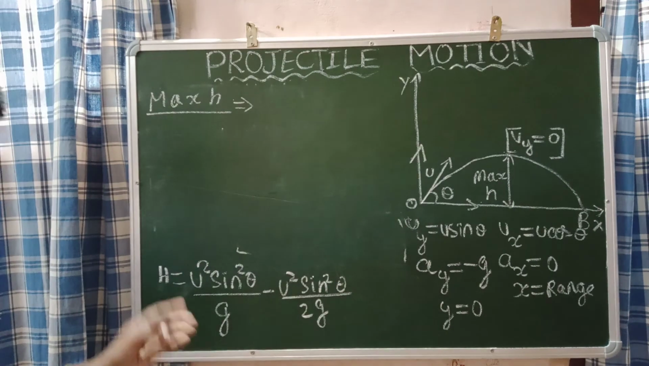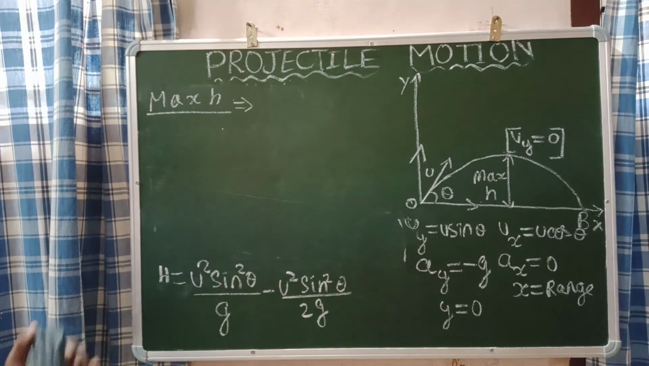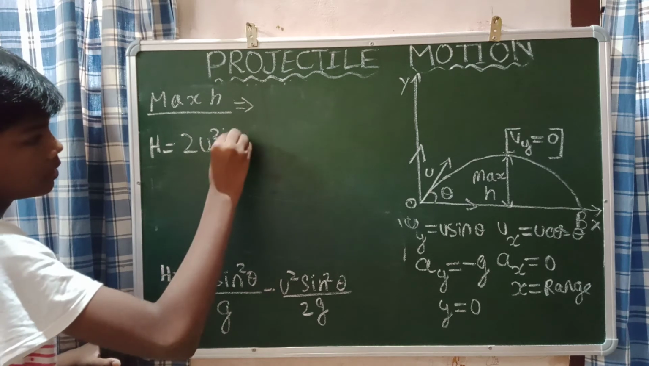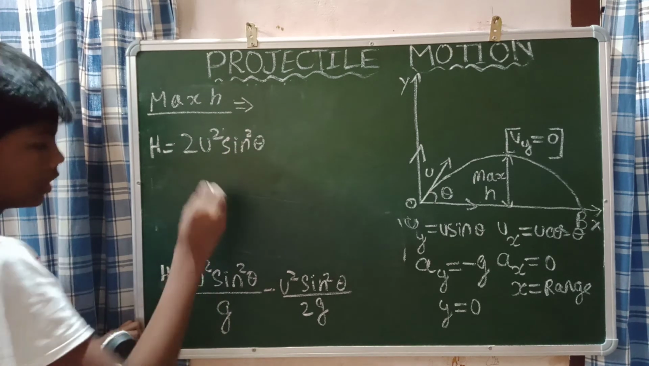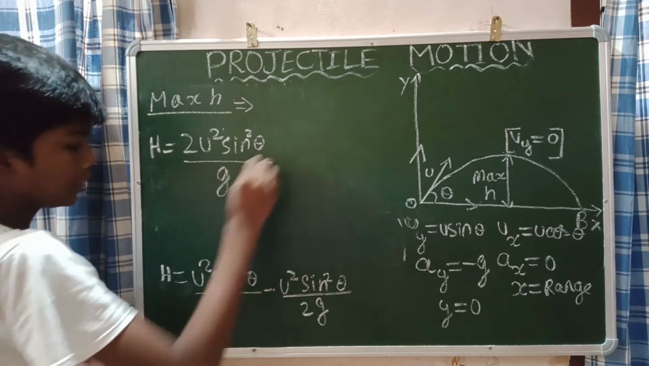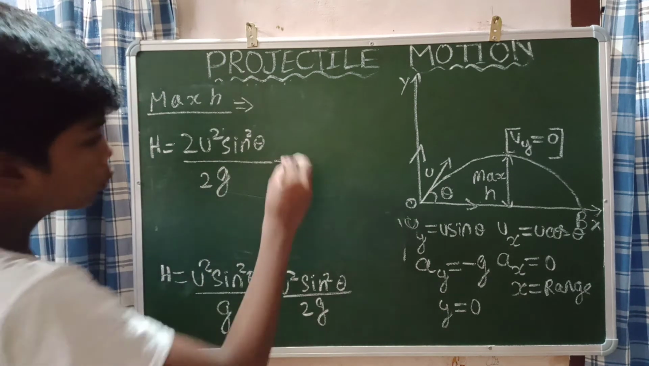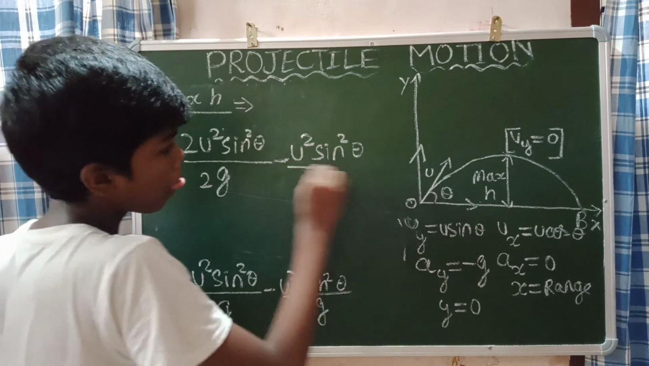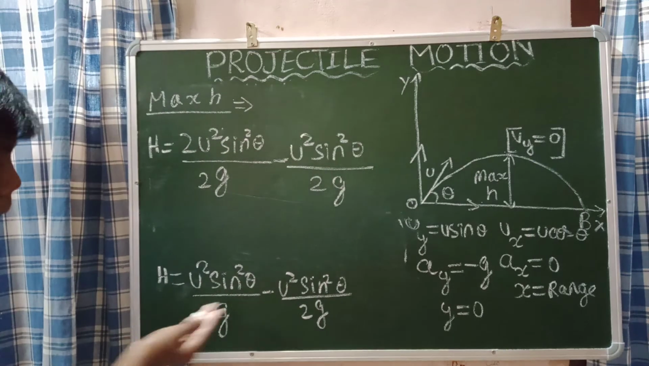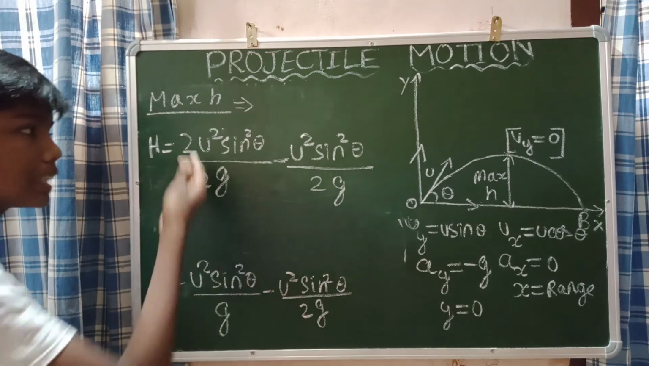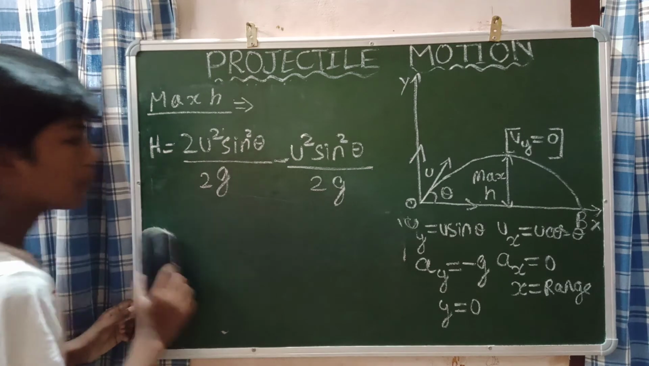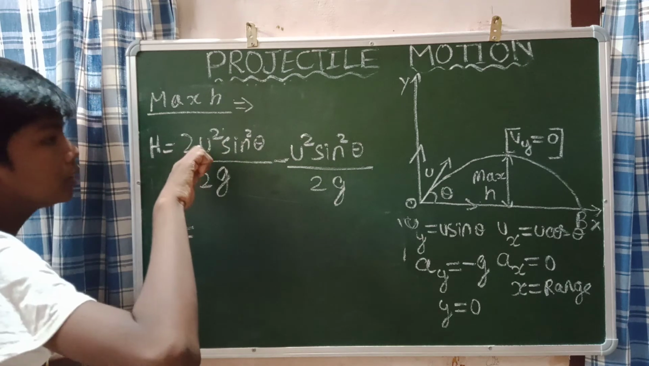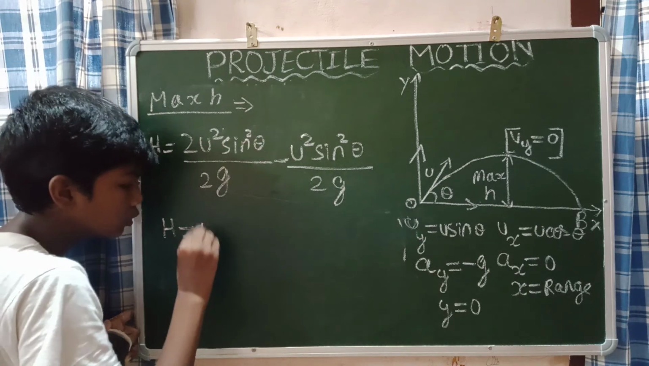So u square sin square theta divided by g minus u square sin square theta divided by 2g, we can write as h equal to 2u square sin square theta divided by 2g, minus u square sin square theta divided by 2g. I'm just making the denominator common, guys, because only then can we subtract the numerators. So 2u square sin square theta minus u square sin square theta is u square sin square theta.